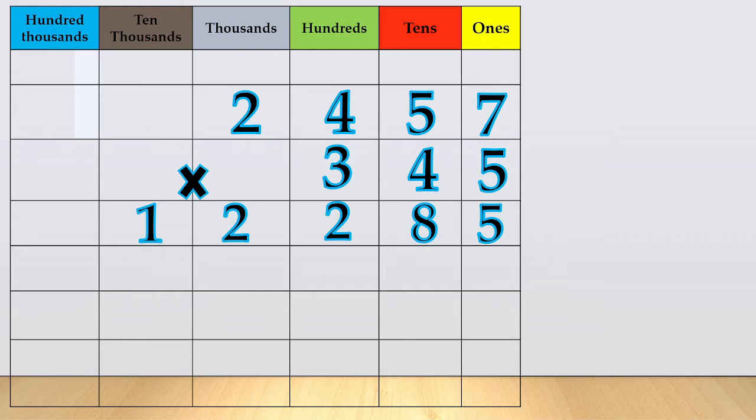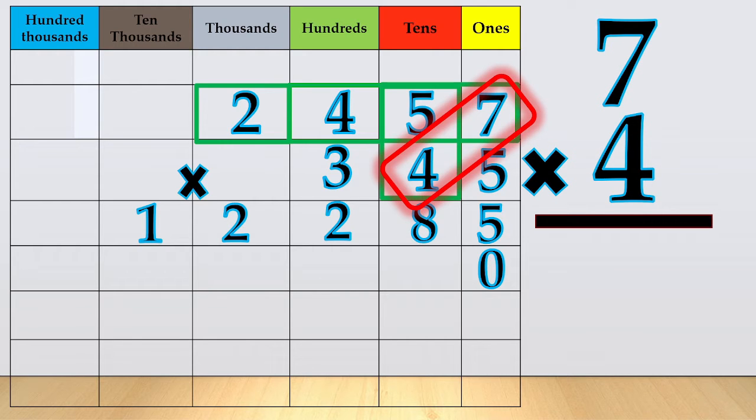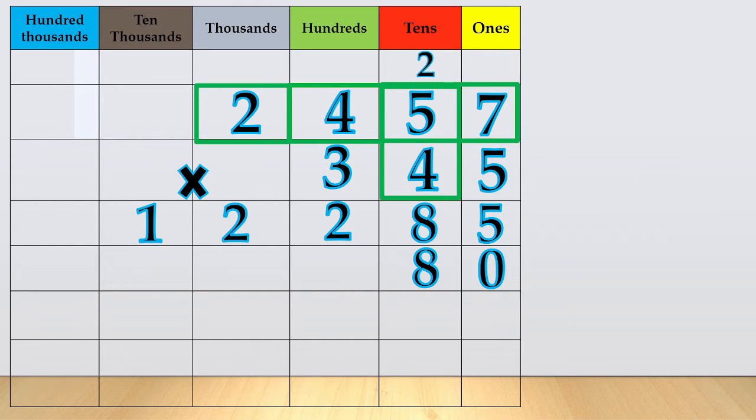Next, multiply 2,457 by 4 tens. We are going to write 0 here. Now, multiply 7 times 4. 7 times 4 is equal to 28. So we need to regroup. 2 will be carried over in the tens place column above 5 and 8 under the tens column.